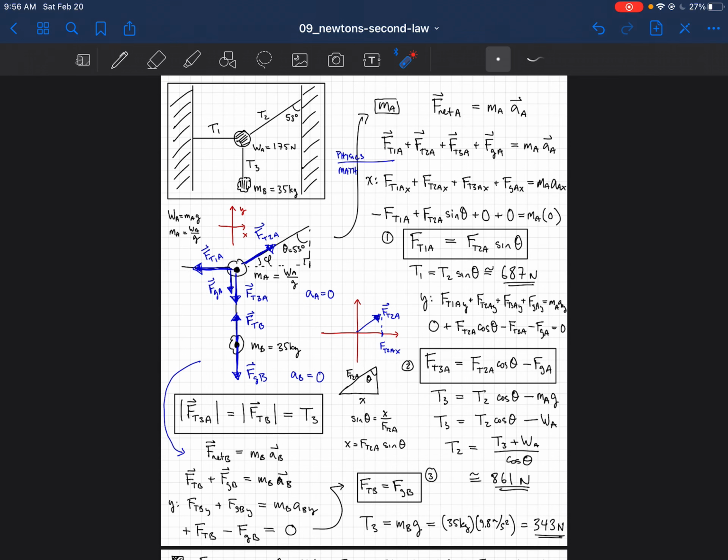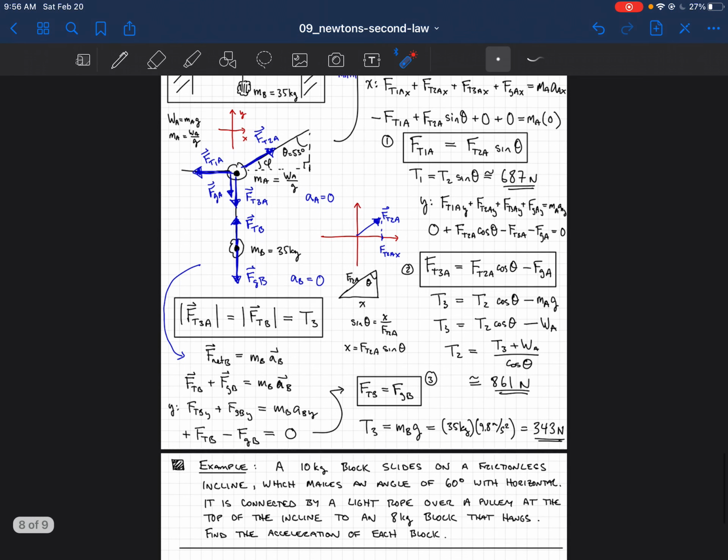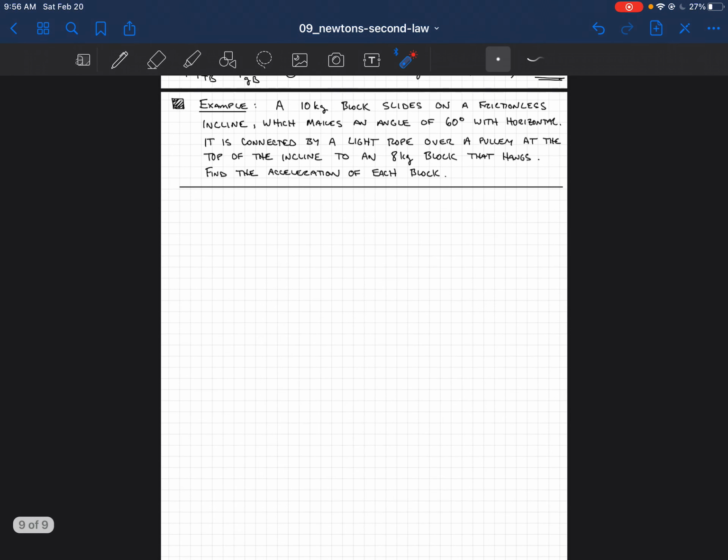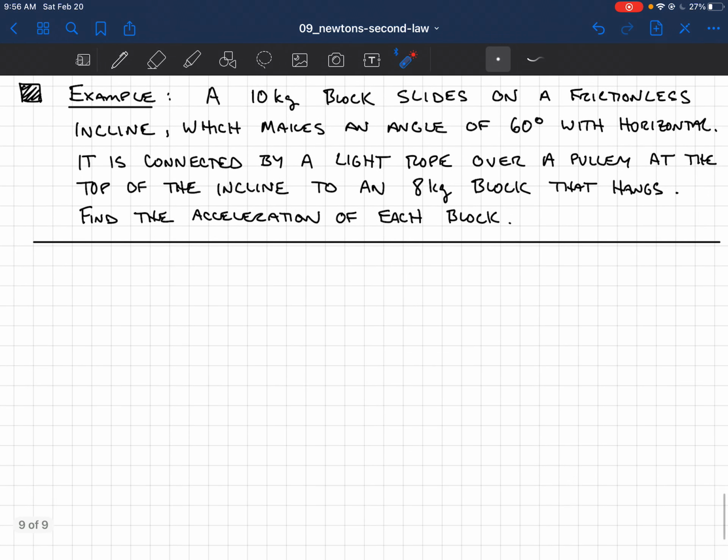doing Newton's second law. Well, this has been long already. I think I'm going to hold off and put this last example on its own video. So I'll make a separate video for this last example, but I'll let you go right now on this.